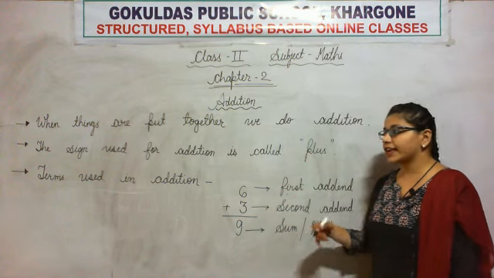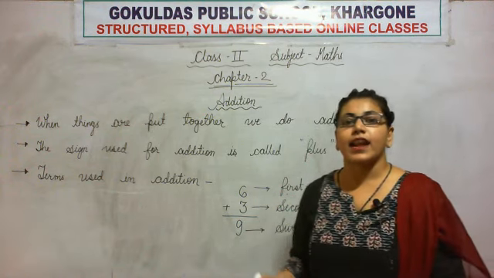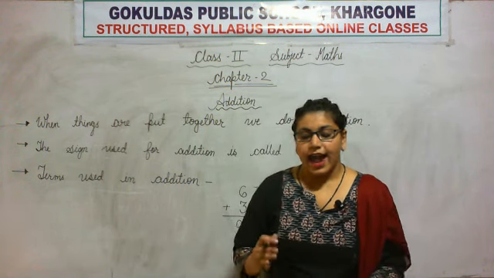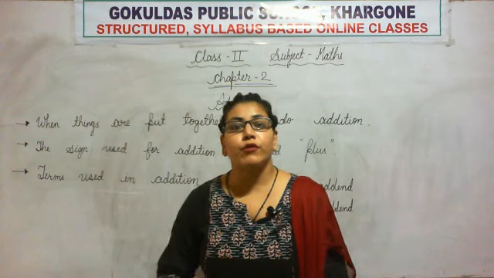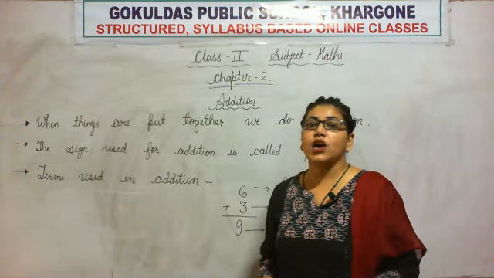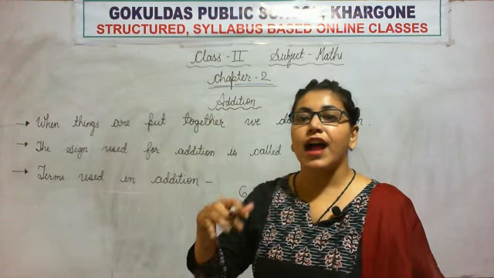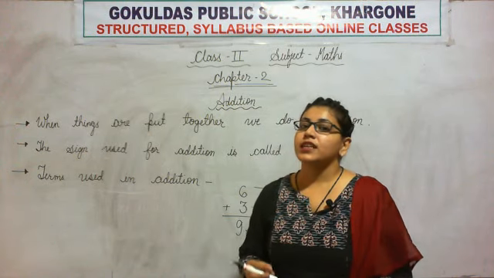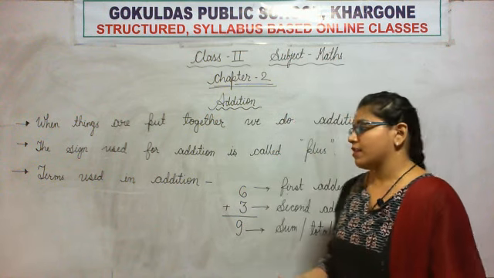The second number we are going to add is the second addend, and if a third number is also there, we call it the third addend. If a fourth is also there, we call it the fourth addend. And the answer we get after adding all these numbers, we call it sum or total.